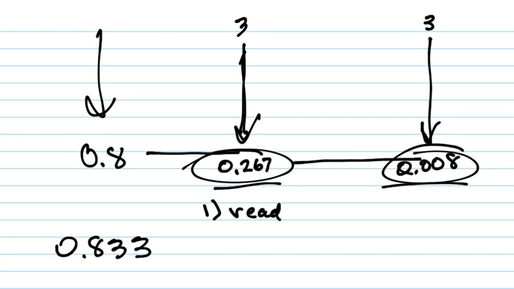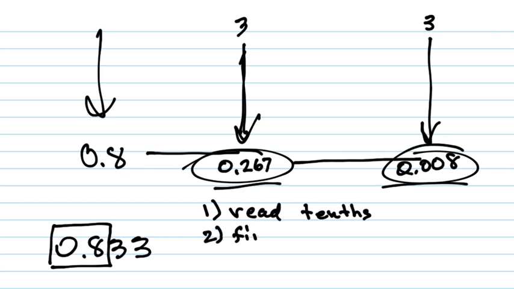Read up to the tenths. Tenths being the first 2 digits, right? Second, find the one in the hundredths. Hundredths meaning the second digit after the decimal.